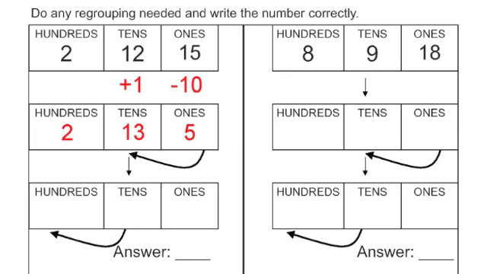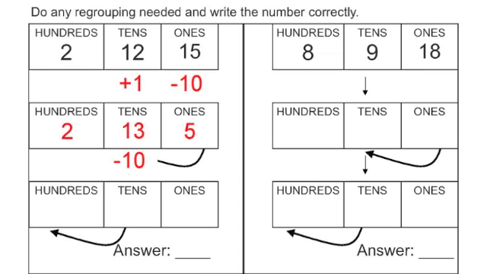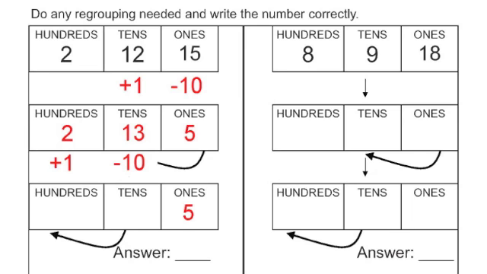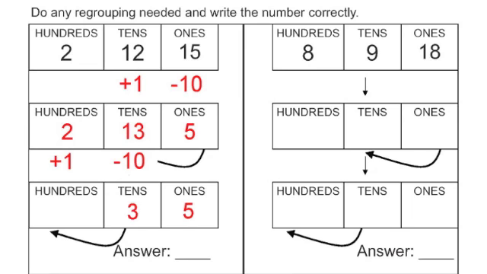Can I regroup in the tens place? Yes, I have 10 or more again. So I'm going to take 10 tens away, and I'm going to add 1 to the hundreds. So I still have 5 ones. I now have 3 tens after taking 10 away, and after I add 1, I now have 3 hundreds. So my final answer is 335. One more example on this page. 8 hundreds, 9 tens, and 18 ones.